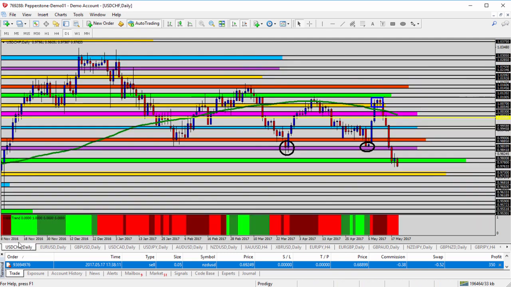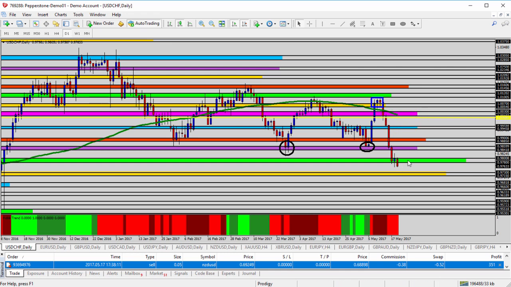Okay, moving over to the USDCHF. We've been seeing this currency pair also sell off, the US dollar selling off against the Swiss franc over the past week or so. So what we want to do is look for an opportunity. If we're going to get an opportunity to trade in the direction of the current momentum and trend, we want to wait for the right opportunity.